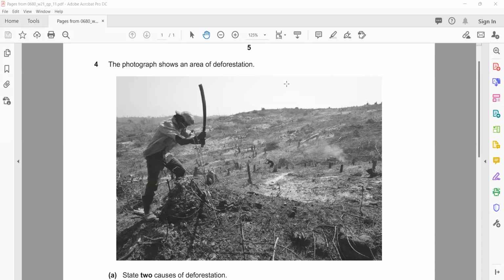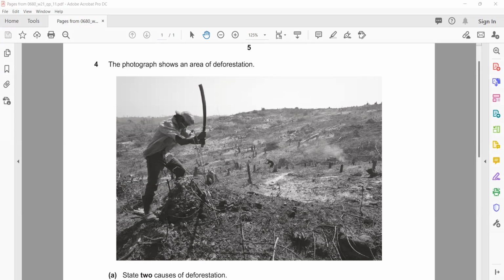Building. Yes, building means the new settlements, if the city is expanding. What else? You cut the trees by your need. You need wood for furniture. You want to make something. That's good, awesome.